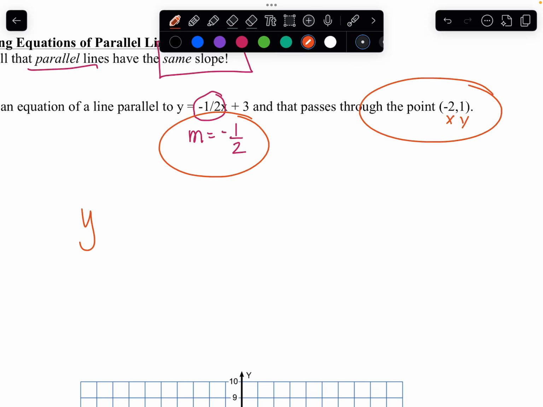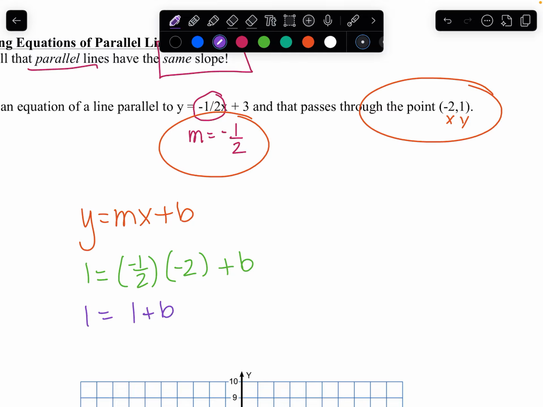So I'm going to do the same thing I did on the other side. Y equals mx plus b. I'm going to plug everything in. So 1 for y. My slope is -1/2. My x value is -2 plus b. Well, what's nice about this is we would get 1 equals, well, -1/2 times -2 is +1 plus b. And so we are going to then subtract 1 from both sides, and so we get 0 equals b.